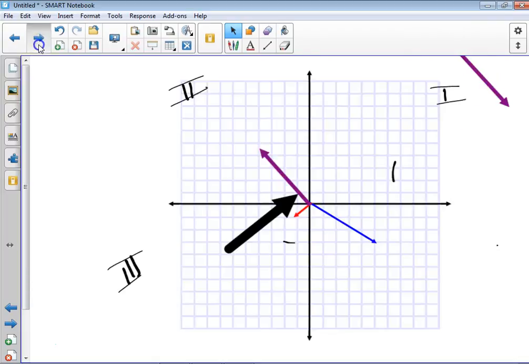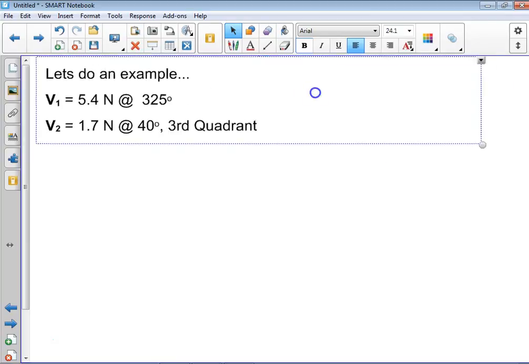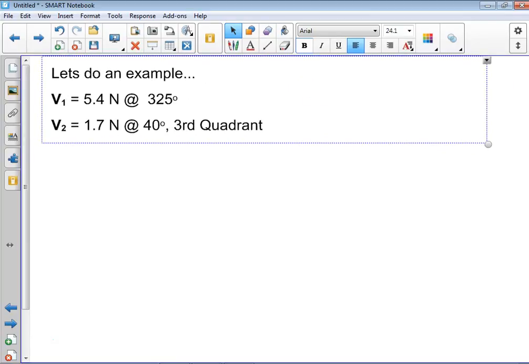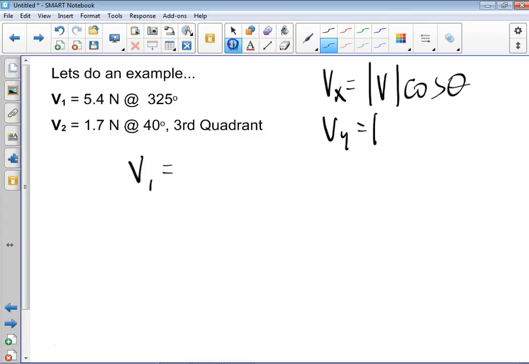I'll move this to the next slide. Okay. So next what we're going to do is break these into their components. So we're going to take V1 and find its x and y components. Now remember, the x component of any vector is the magnitude of the vector times the cosine of its angle. And the y component is the magnitude of the vector times the sine of the angle.